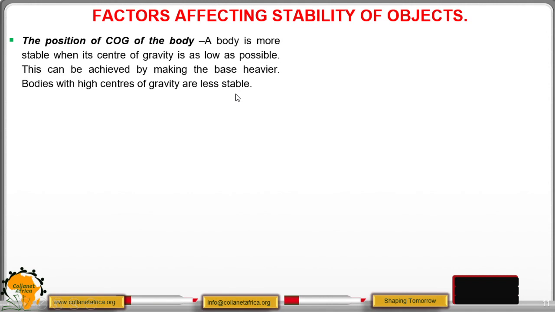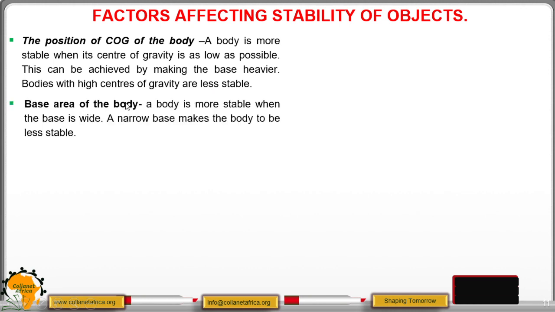Let us look at the factors affecting stability of bodies. One is the position of the center of gravity of the body. As we have seen, a body is more stable when its center of gravity is as low as possible. This can be achieved by making the base very heavy. If the base is heavier, the center of gravity will automatically change. So the center of gravity can change if the base is made heavier or lighter. And bodies with higher centers of gravity are less stable.